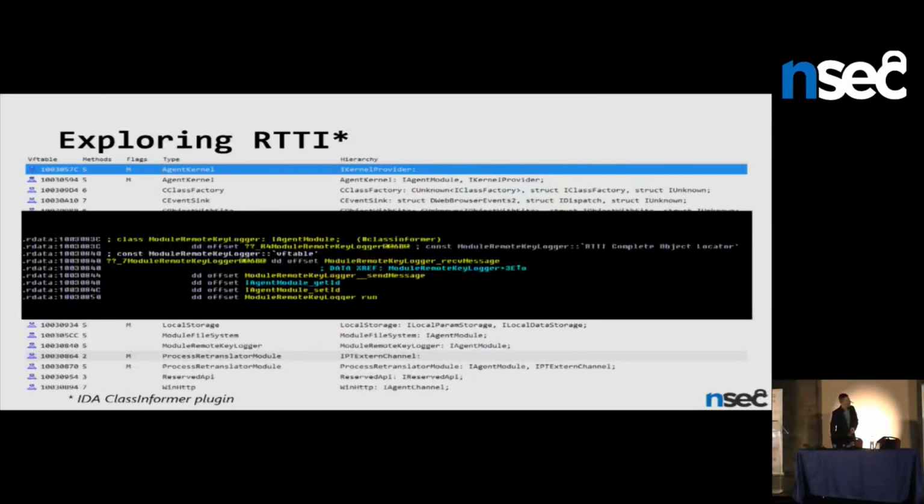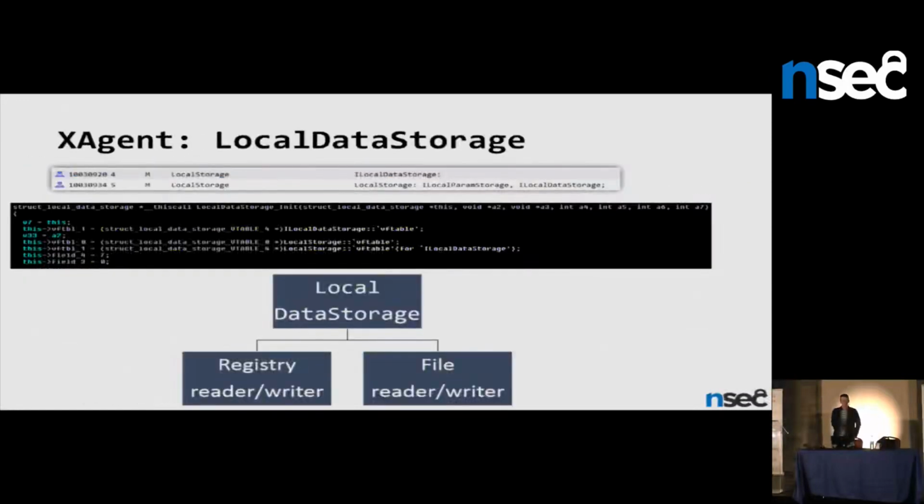And this is, for instance, a screenshot of the modular remote keylogger virtual table reconstructed using this RTTI plugin. Let's take a look at some of the modules implemented here. Local data storage implements two interfaces, ILocalParameterStorage and ILocalDataStorage. Parameter storage is actually a registry reader-writer, so it can read and write data in the registry, and the file reader-writer does the same thing, but only with files on the hard drive.